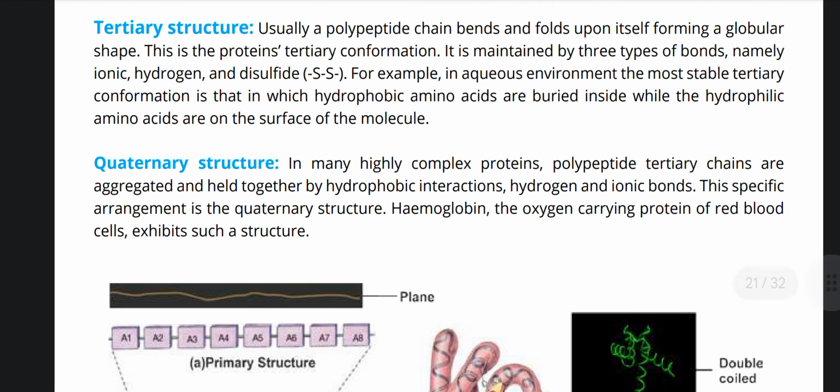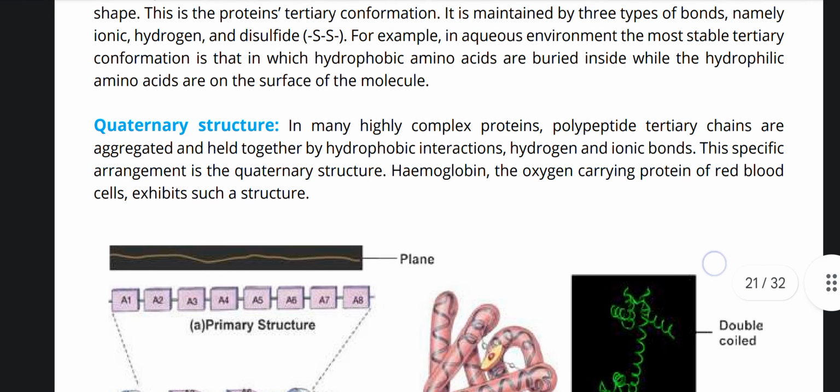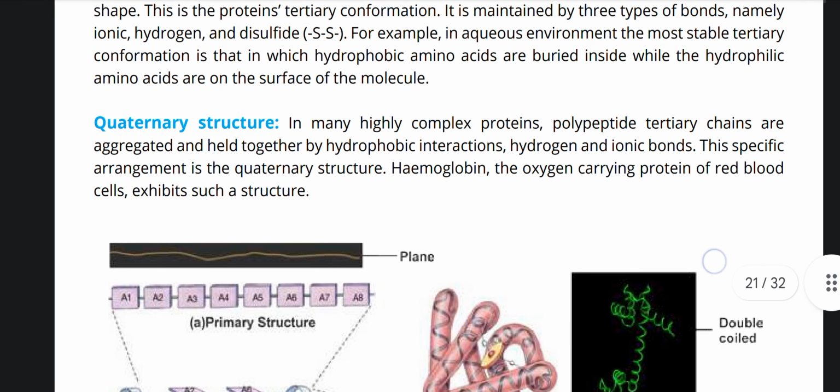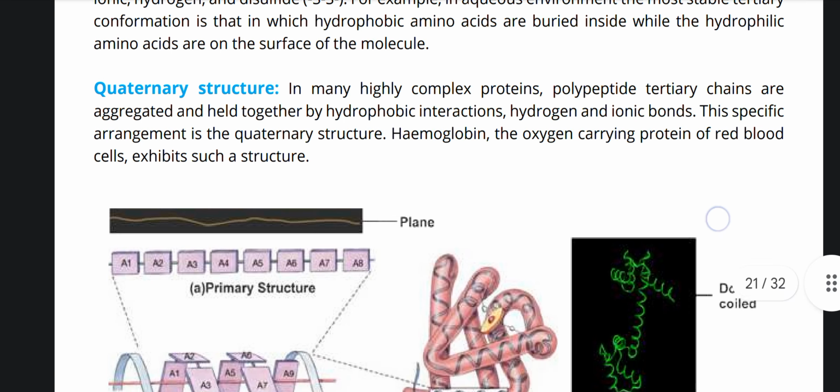Tertiary structure. Usually a polypeptide chain bends and folds upon itself, forming a globular shape. This is the protein's tertiary conformation. It is maintained by three types of bond, namely ionic, hydrogen, and disulfide. For example, in an aqueous environment, the most stable tertiary conformation is that in which hydrophobic amino acids are buried inside while the hydrophilic amino acids are on the surface of the molecule.